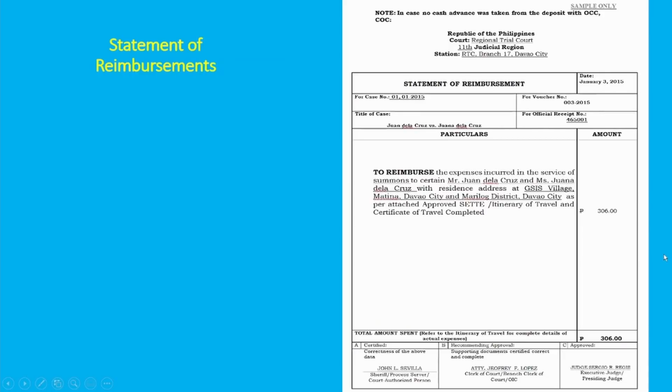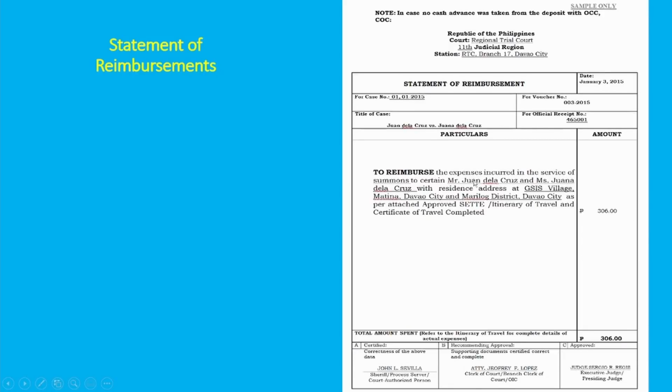The fare ticket attachment here is not required if you already have a uniform fare matrix. So the process server or sheriff, then the branch clerk of court should recommend it for approval. So these are the ones going to sign the certificate of travel completed. Okay. Then this is the sample of the statement of reimbursement.